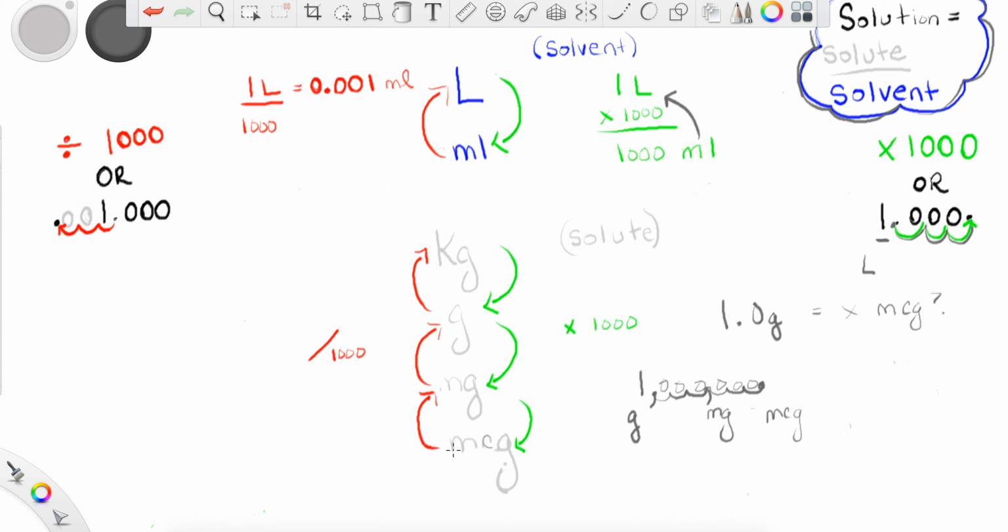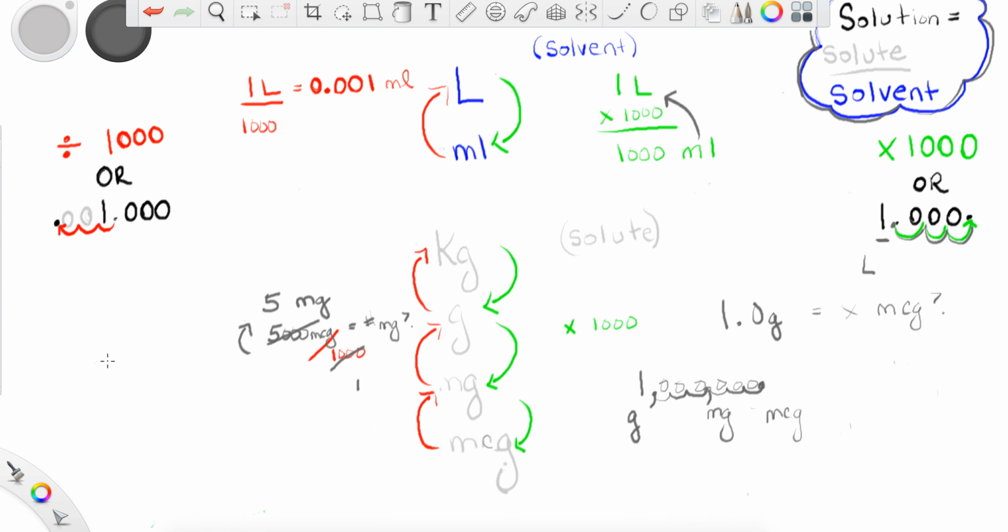Now, if we're converting from small units to larger units, we're going to reverse the process. So if we have 5,000 micrograms, and we want to know how many milligrams that is, then we simply divide it by 1,000. And 1,000 will go into itself once and go into 5,000 5 times. So we know that 5,000 micrograms is equal to 5 milligrams.